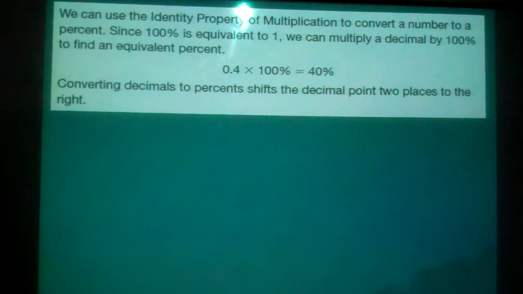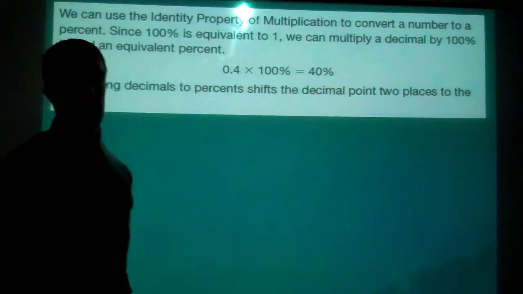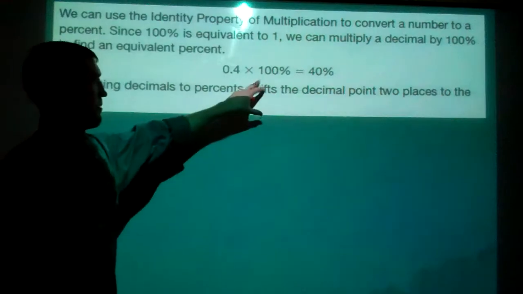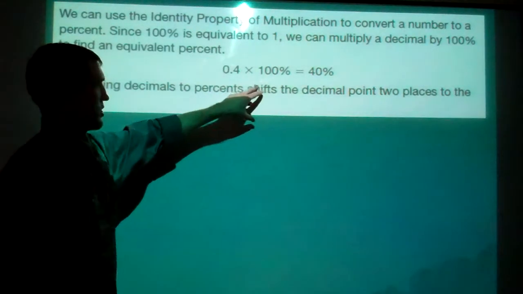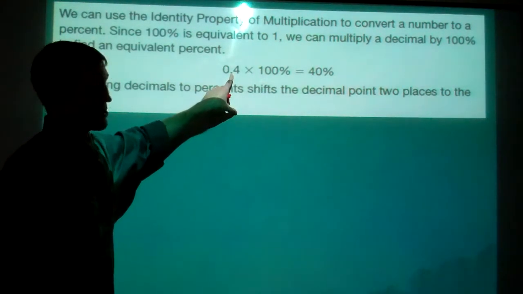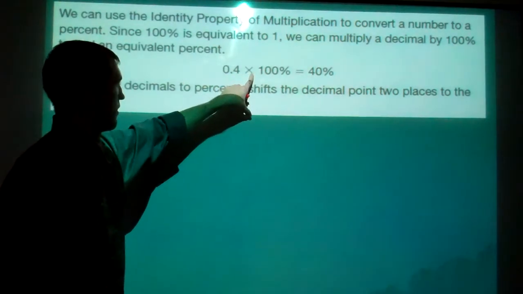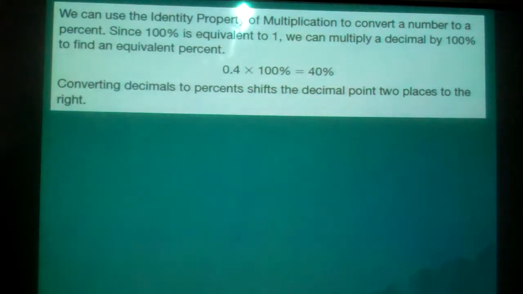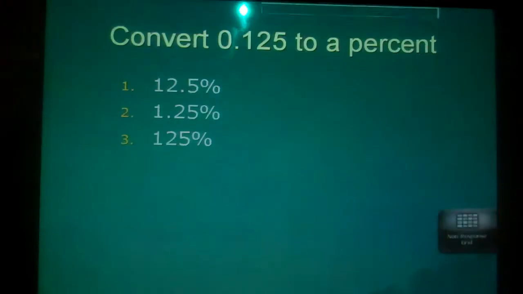Alright. This is a little easier if we want to turn decimals into percents, and this is what we did when we ordered those decimals earlier. We turned all those into percents. And we did that by multiplying by 100%, which essentially just moved our decimal over 2 spots. 1, 2, add a 0 there, we get 40%. So 0.4 times 100 gives us 40%. So it says converting decimals to percents shifts the decimal point 2 places to the right.